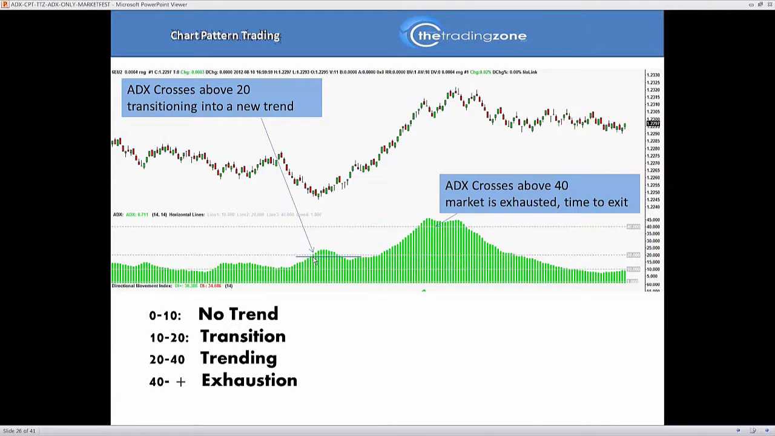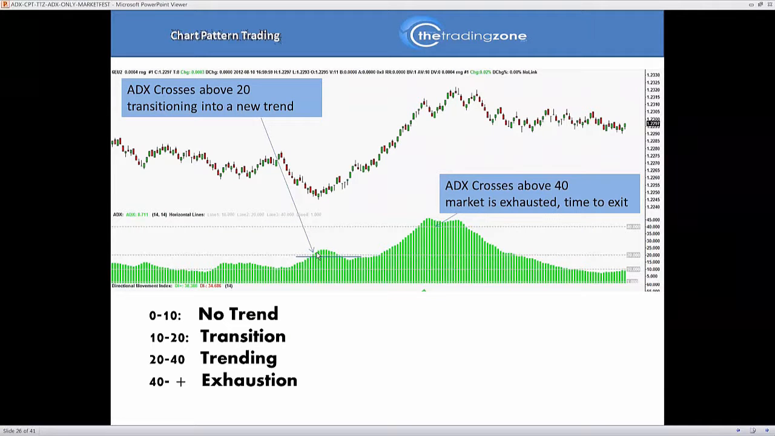So here is your heads up signal. Now is when you want to start looking for a trade, because we've breached above 20. We have a new trend beginning, right? So 20 to 40, the new trend is beginning.